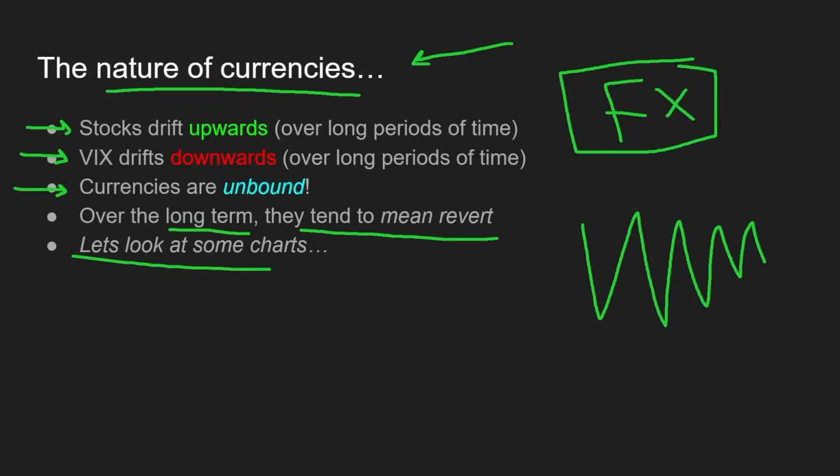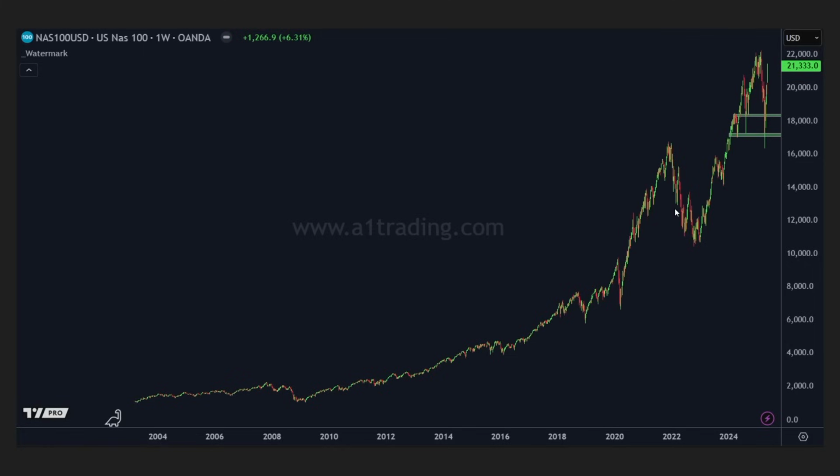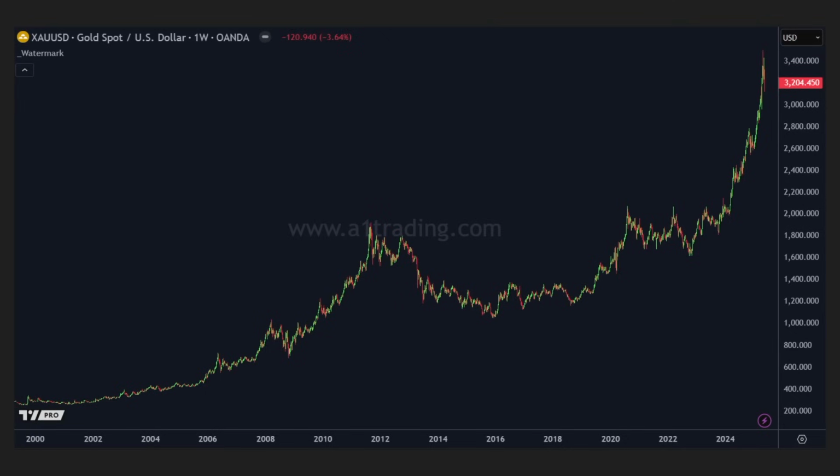Let's look at some charts. So here's the NASDAQ. You can see this goes back to 2004. It overall has moved higher and continues to move higher, and it should move higher. Assets over time rise. Now, they don't rise every single day, every single week, every single month, or every single year. But over the long term, they drift slowly higher. Same thing with gold. You can see gold, while it may have very long stretches of bear market periods, over the super, super long term, it gradually, slowly goes up.